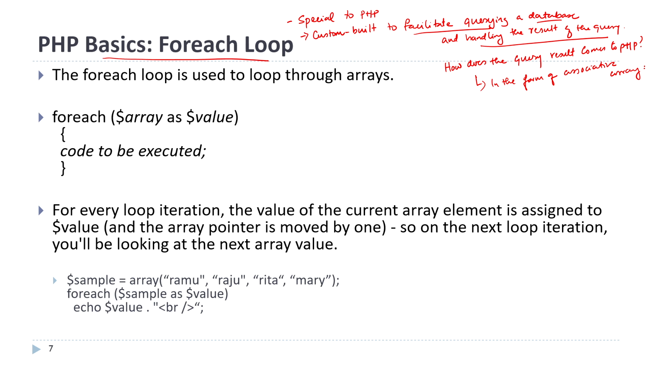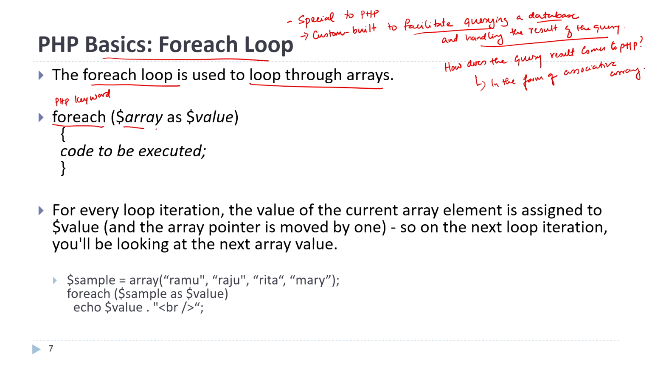Associative array means the key value. So, the foreach loop is used to loop through the arrays. That is the main aim of this one. Now, how does it happen? The PHP keyword is foreach, and what it does is it says $array as $value.